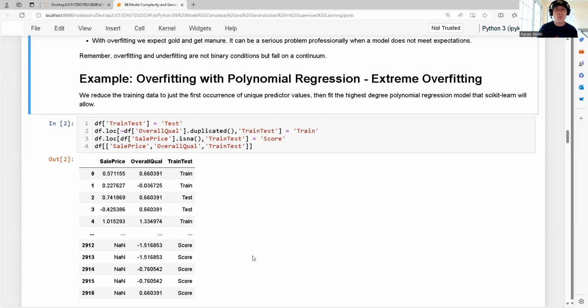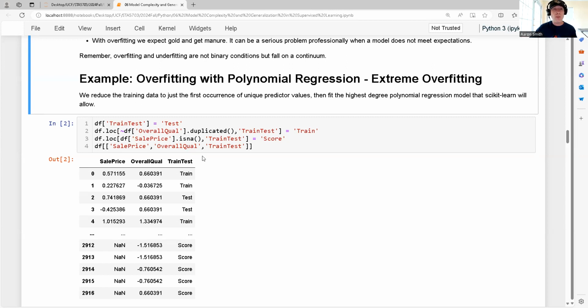All right, so what we're going to do is a one predictor variable model. I'm going to use polynomial regression, so one predictor, one target, but I'm going to have a lot of parameters using powers of the predictor variable to overfit my model.